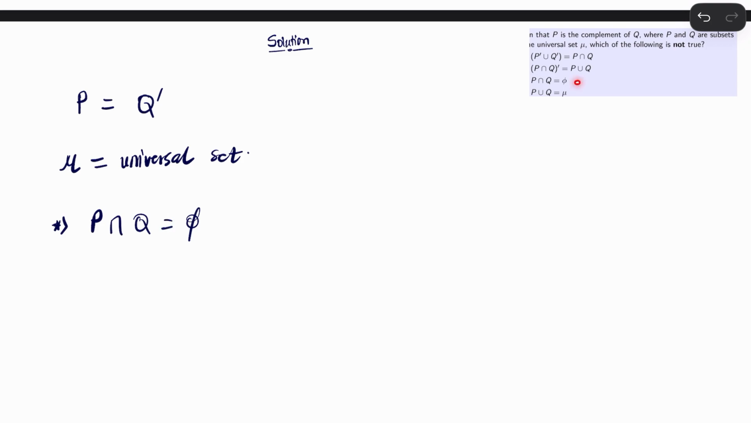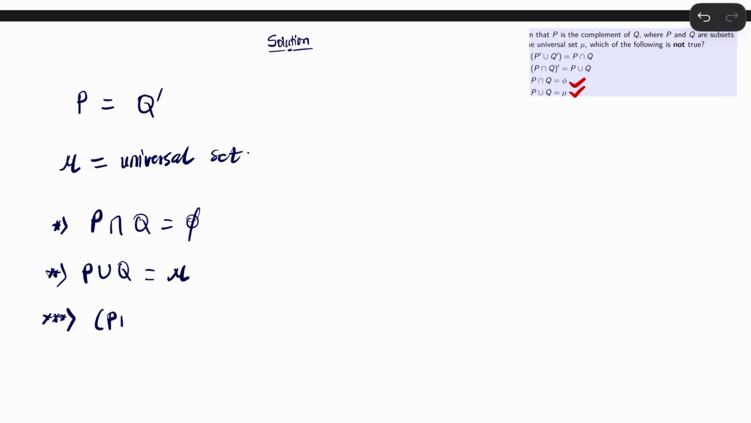The third option is true. Now let's check the fourth option. So we are being told that P and Q are subsets of the universal set mu, right? And P is the complement of Q. So that's P union Q will be the universal set. So the fourth option too is correct.